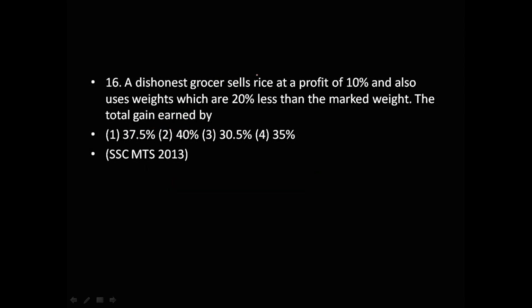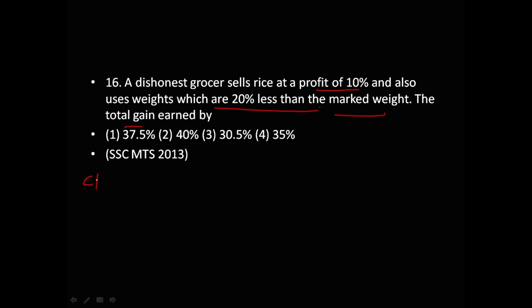Number 16: a dishonest grocer sells rice at a profit of 10%, and also uses weights which are 20% less than the market rate. What is the total gain? It's a good question. How can we solve it?